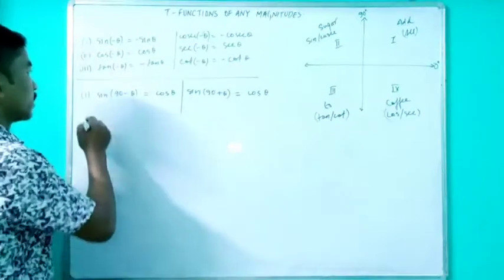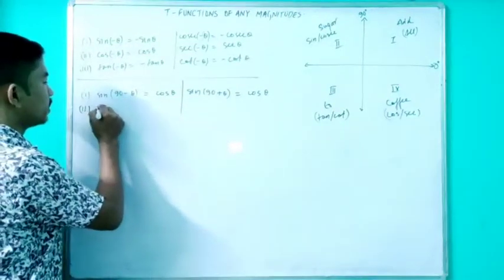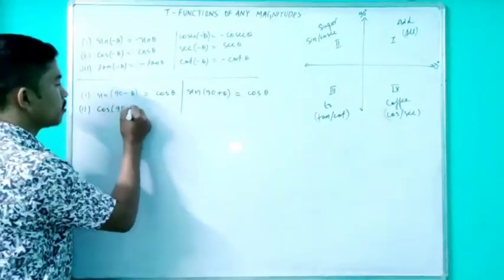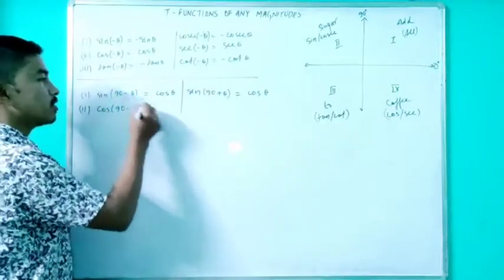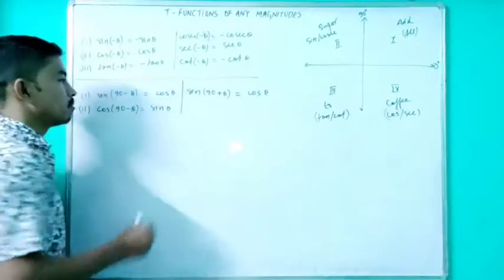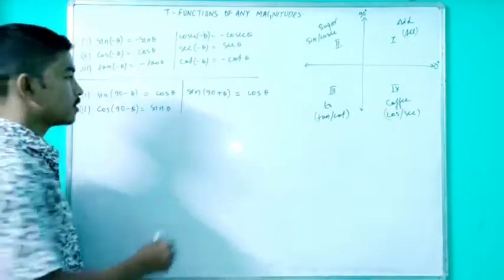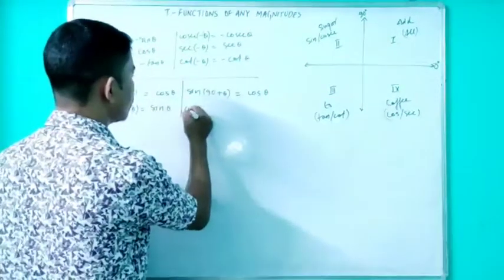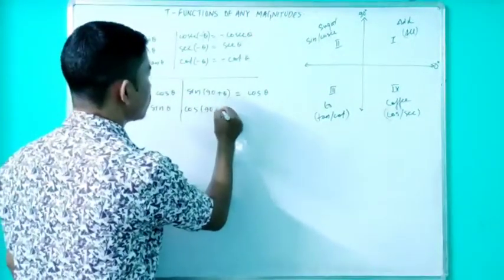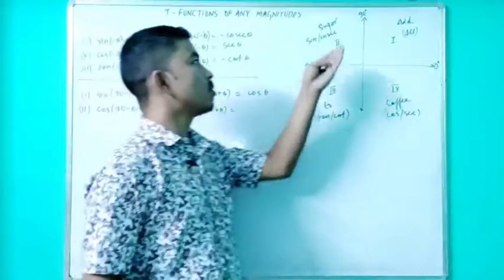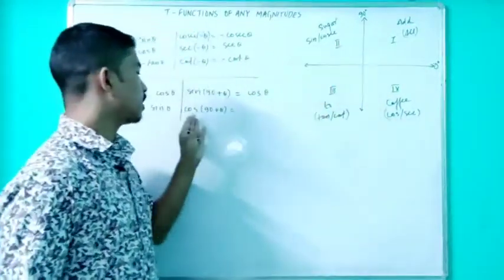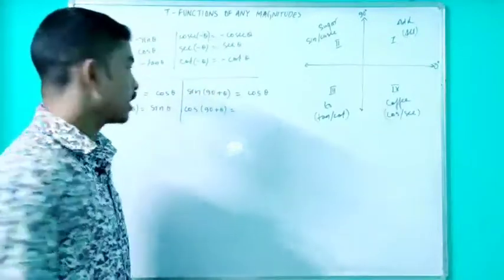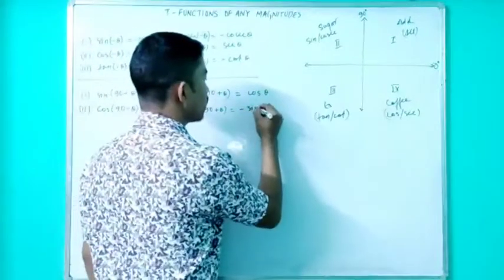Then the second formula, I can write cos of 90 minus theta. Cos changes into the positive sine theta, because in the first quadrant all of them are positive. But if you see the value of cos of 90 plus theta, 90 plus theta goes in the second quadrant, and in the second quadrant cos is always negative. So it becomes minus sine theta.